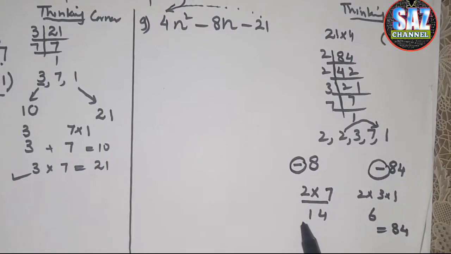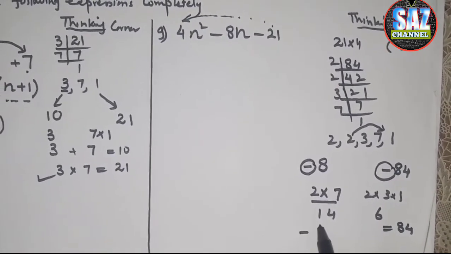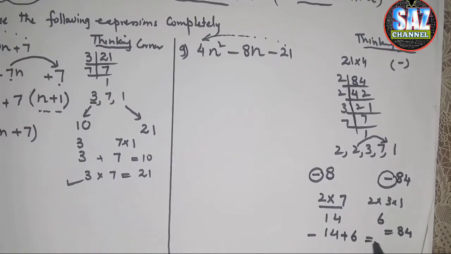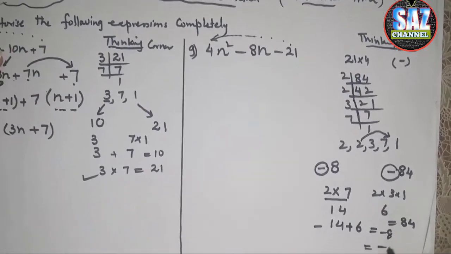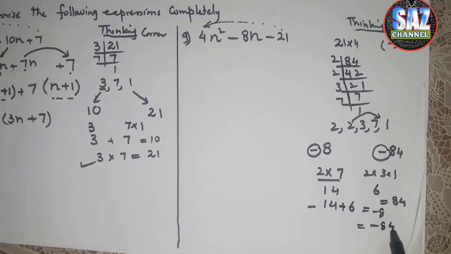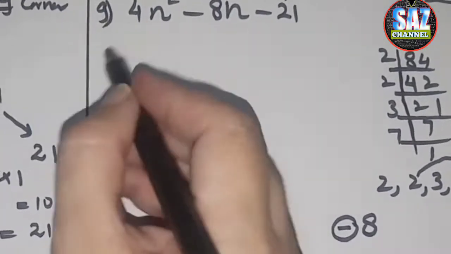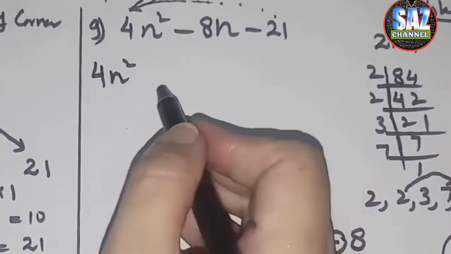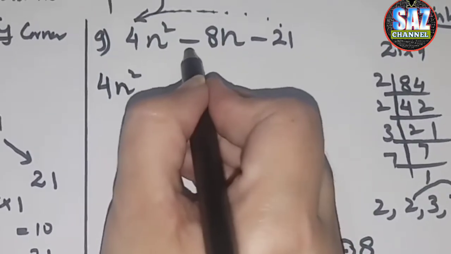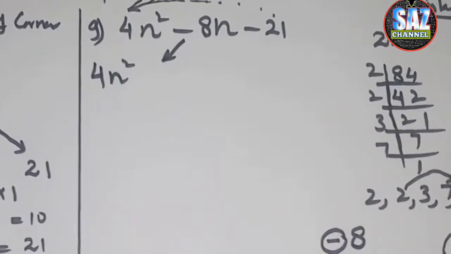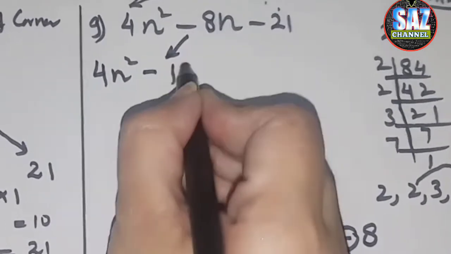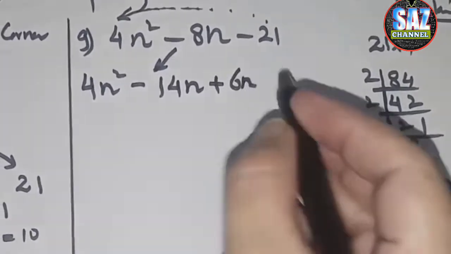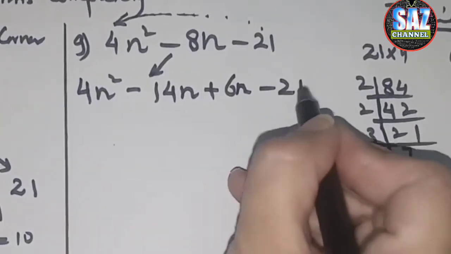So what I have to do is choose the sign of 14 negative and the sign of 6 positive, and this will give me minus 8 and minus 84 at the same time. So I hope this is the suitable choice. Now I have to write the first term as it is. Then I have to break my middle term in two parts. Remember that the larger factor will have the negative sign: minus 14n plus 6n minus 21.